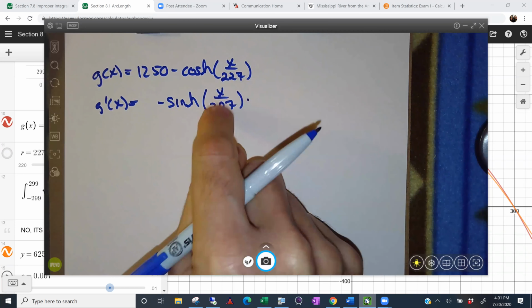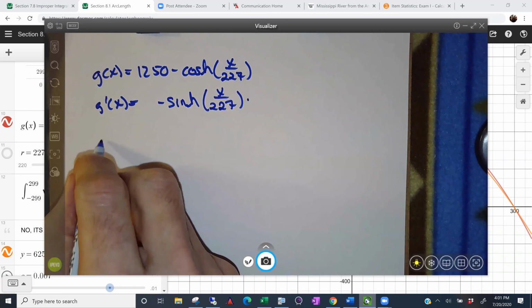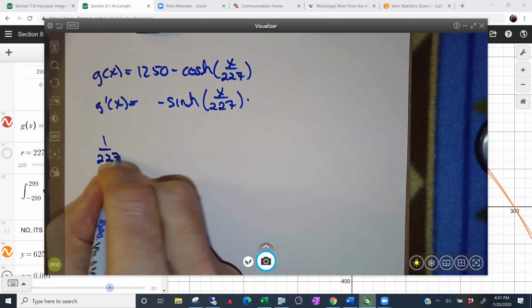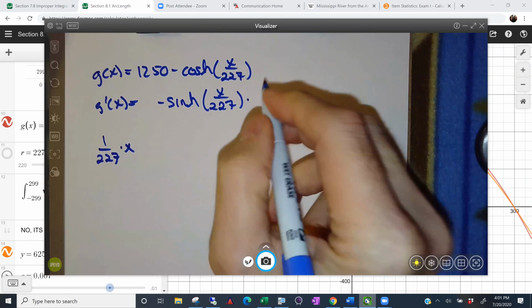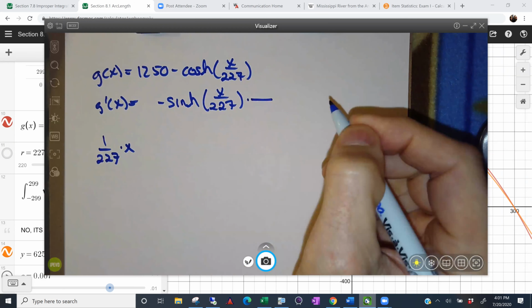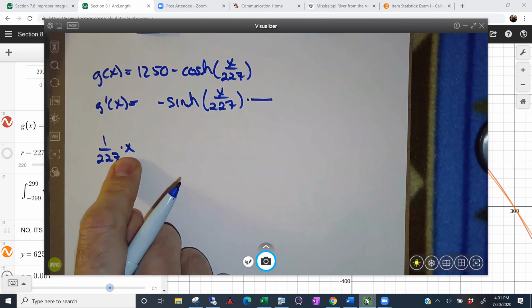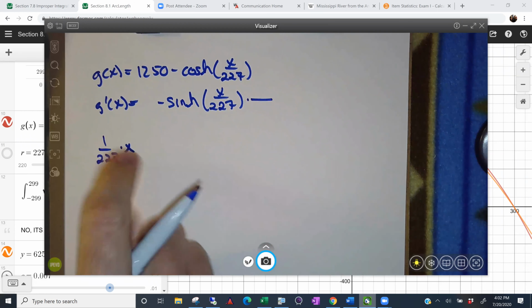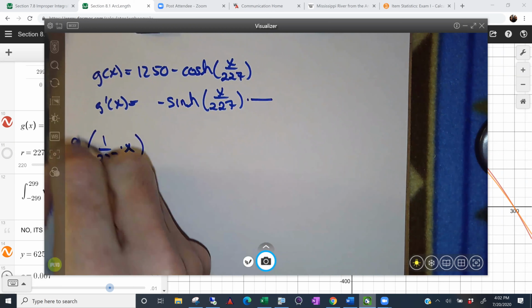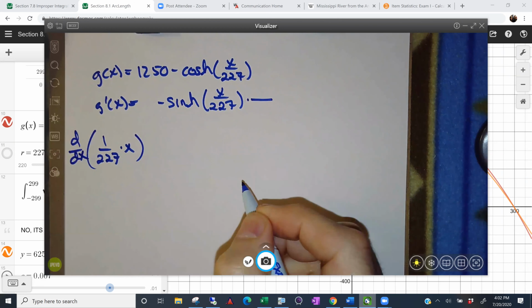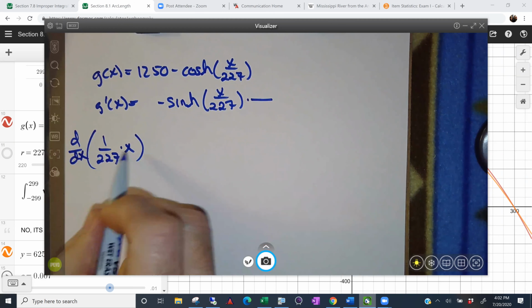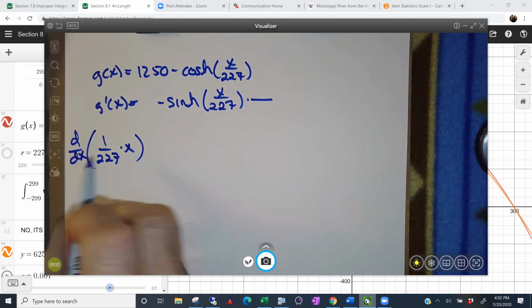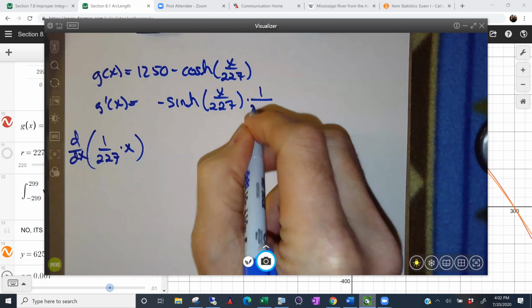Well, think of it as 1 over 227 times x. What's the derivative of that? 0. Are you talking about the x's? Would it be 1? Well, the whole thing. Oh, the whole thing. D by dx. Well, you ignore the constant, right? What's the derivative of x? Just 1. So 1 times 1 over 227.